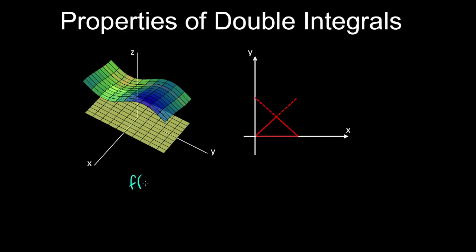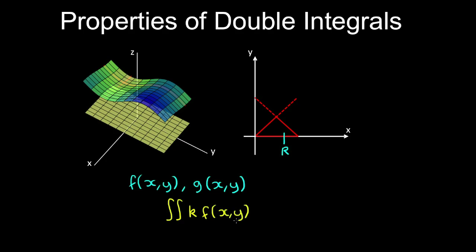If we have two continuous functions of two variables, f and g of x and y, defined on a bounded region R, then the following properties of double integrals hold. One of those is the constant multiple rule. So if we have the integral of a constant multiplied by the function of x and y over the area of the bounded region, then we can take the constant outside the integral and multiply it by the double integral of the function over region R.